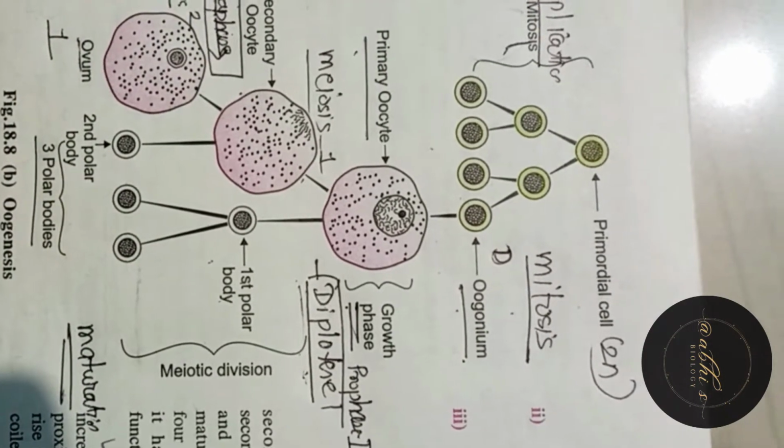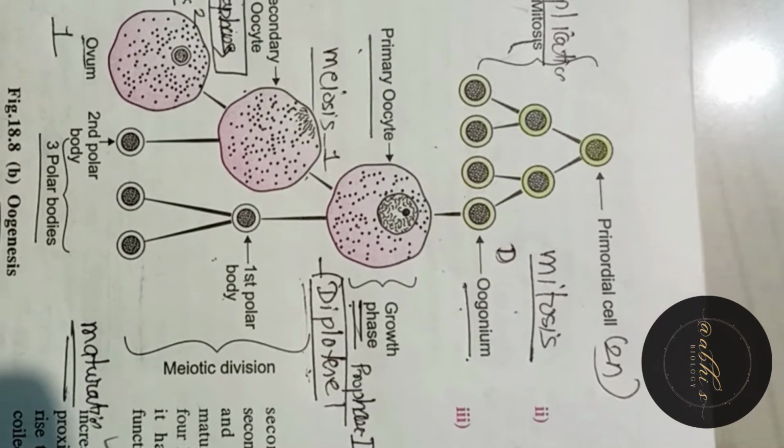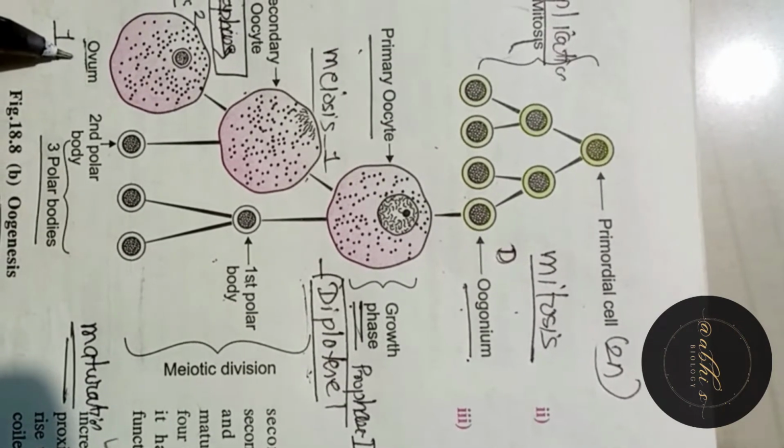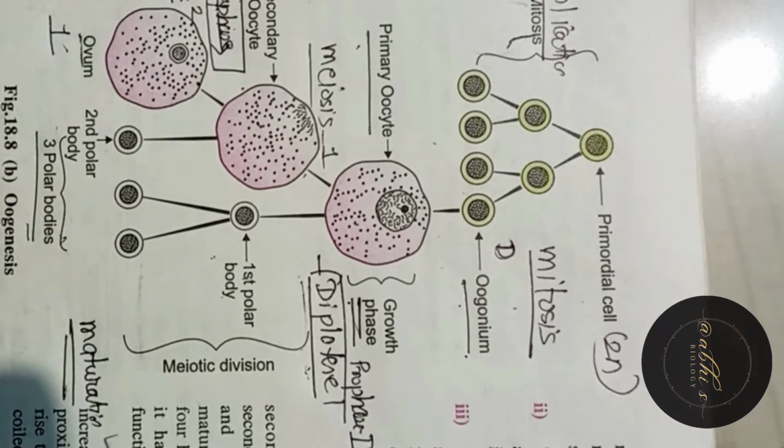So what is the difference from spermatogenesis? In spermatogenesis, 4 spermatozoa are formed, but in oogenesis only 1 ovum is formed and the remaining 3 act as polar bodies. So it is referred to as oogenesis.